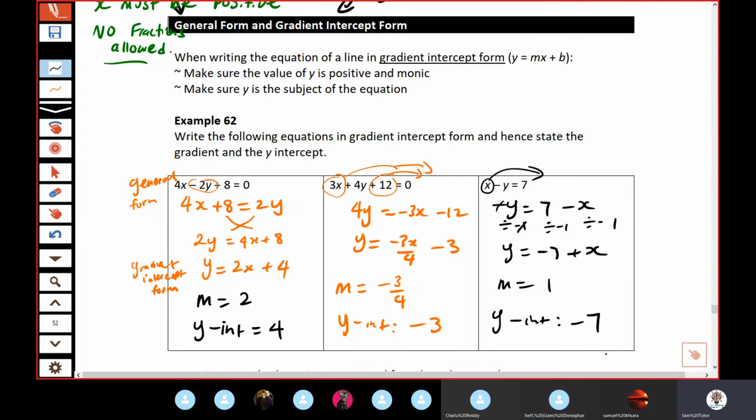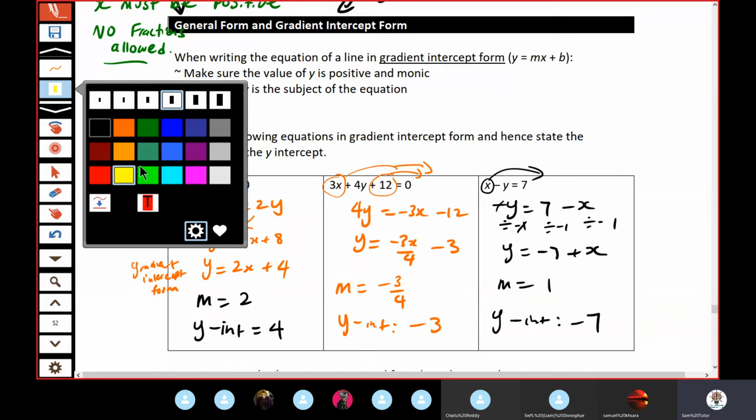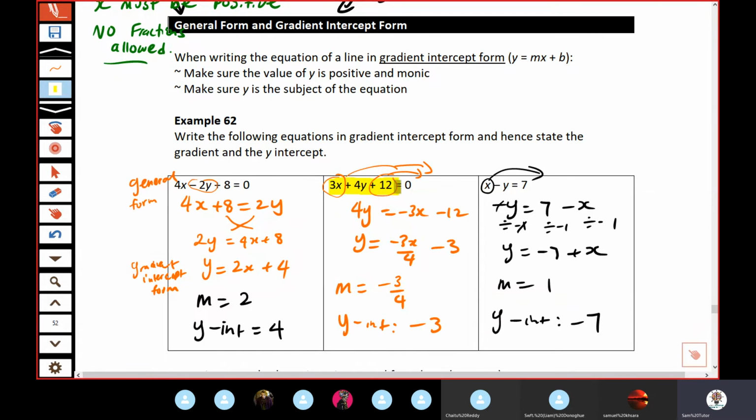Good work. So the one thing you guys got to remember with this is we are not allowed to find the gradient from such equations. You don't just go, oh, the gradient is 3, whatever's in front of the x. It's not like that. It has to be in this form: y equals mx plus b. So if you've got something that doesn't look like that, you've got to make it look like that. Once it's in that form, you can get the gradient and y-intercept the way we've been doing it above.